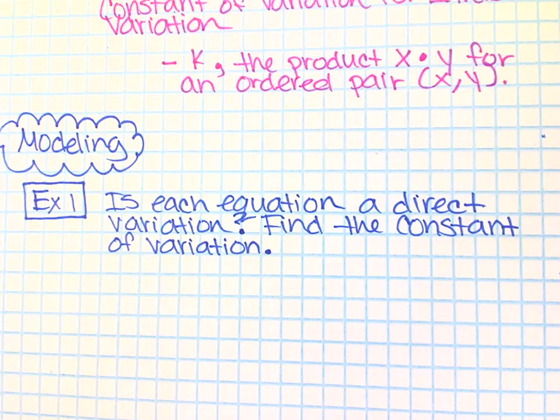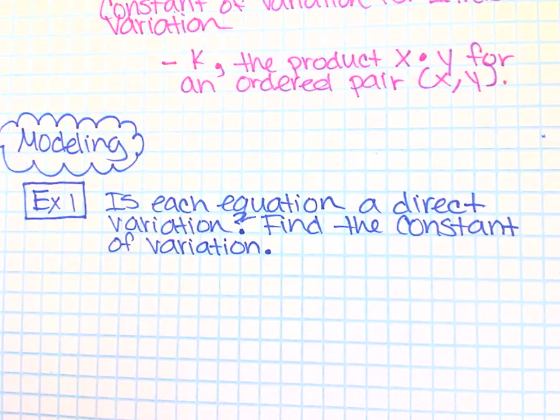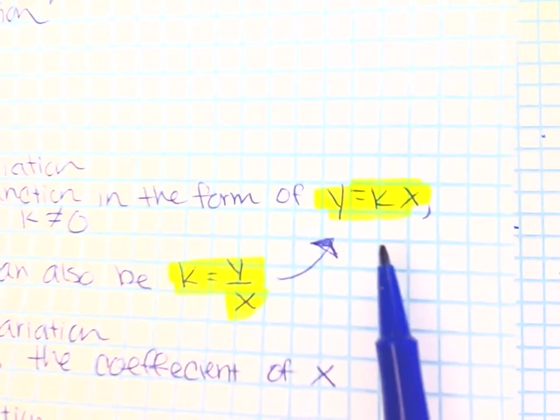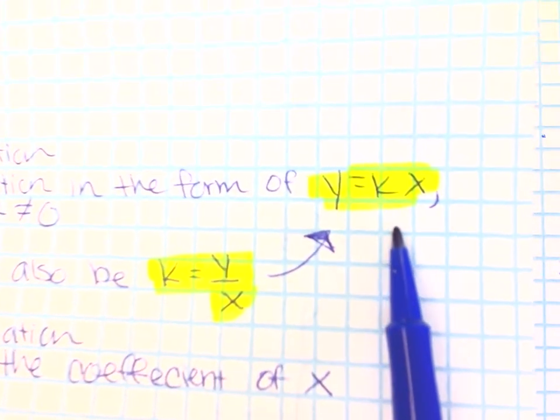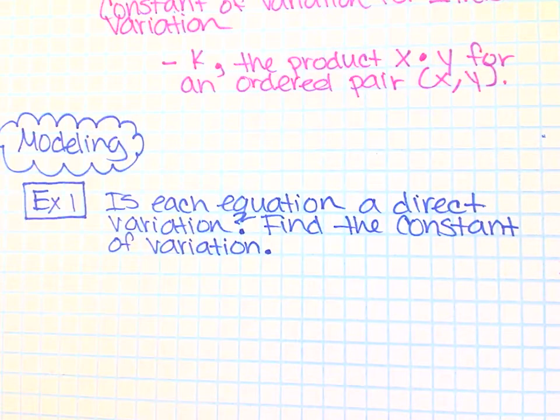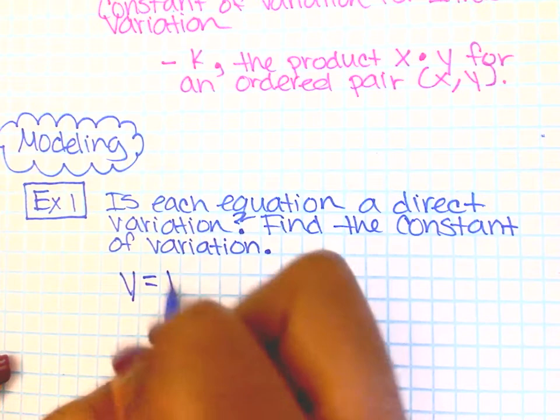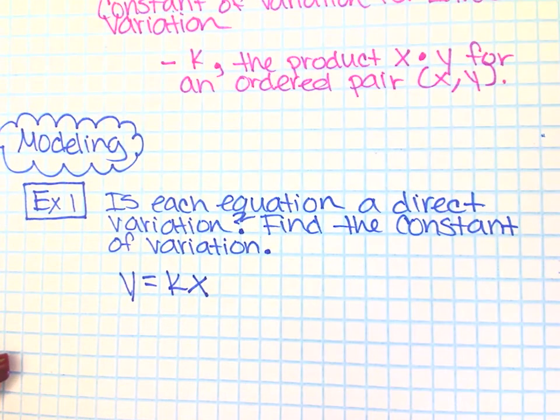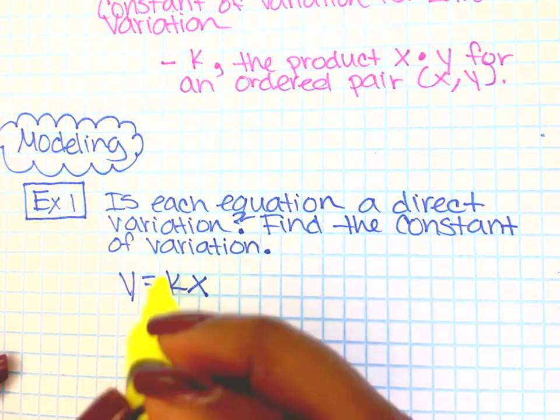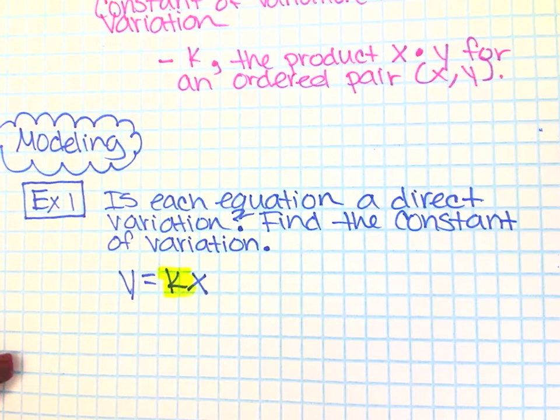Now, looking back at your vocab, at your language of the discipline, look at direct variation. What's one of the equations that it's written as? y equals kx. So I'm going to write that on my paper just so I know. y is going to equal kx. And this question asked me to find the constant. So what am I finding? K. Exactly. You guys are so smart.